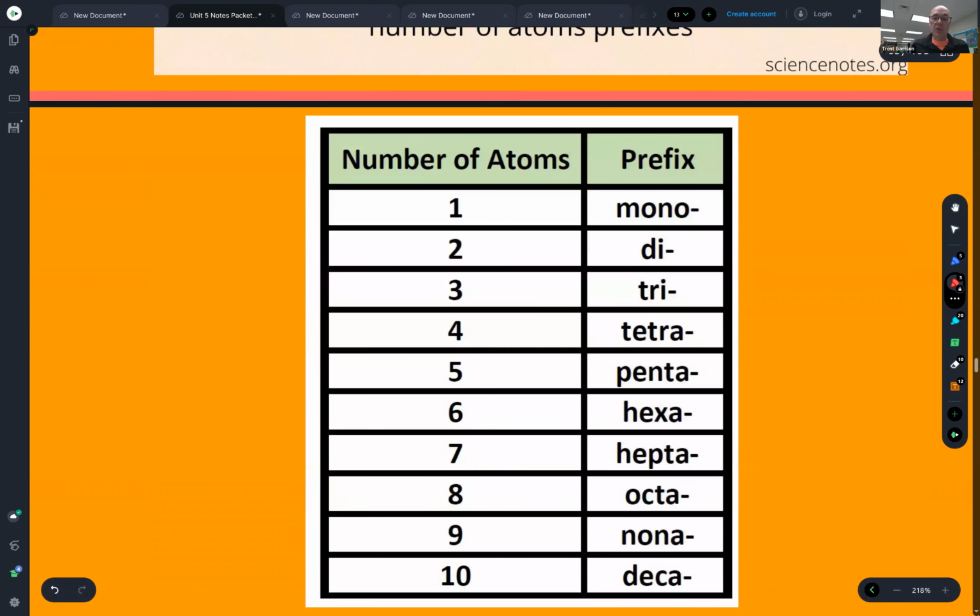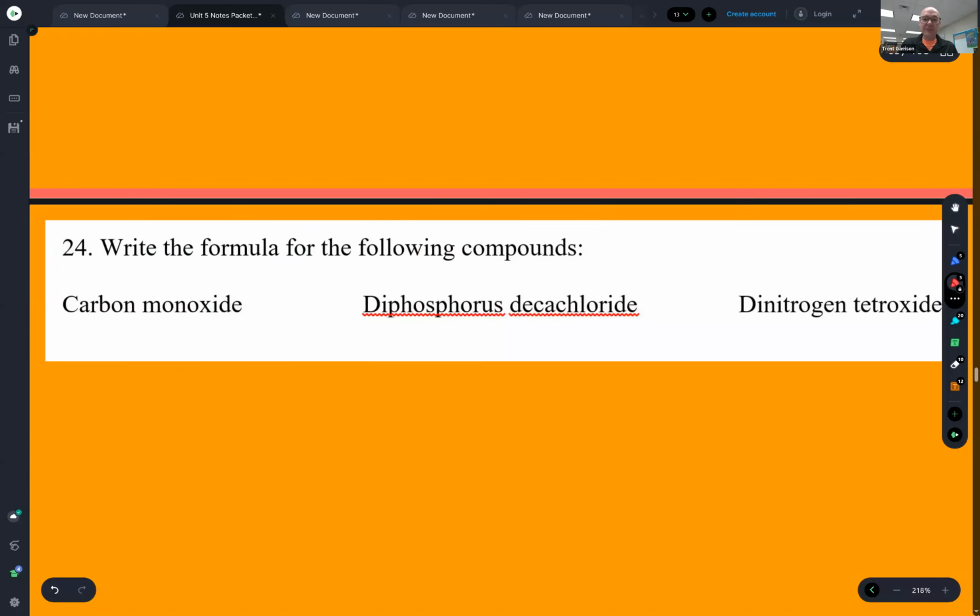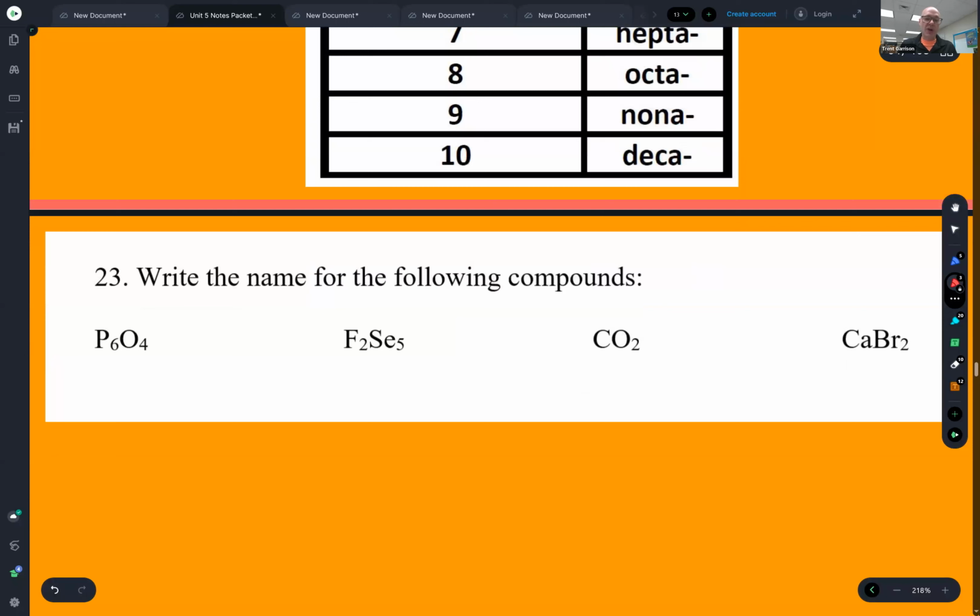Now, here are your 10 possible prefixes that I need you to write down and to memorize. Mono, di, tri, tetra, penta, hexa, hepta, octa, nona, and deca, representing the 1 through 10. Now we are ready to try our best to come up with the names of these molecules. Do not reduce them. Hexa is for 6, so this will be hexa phosphorus.